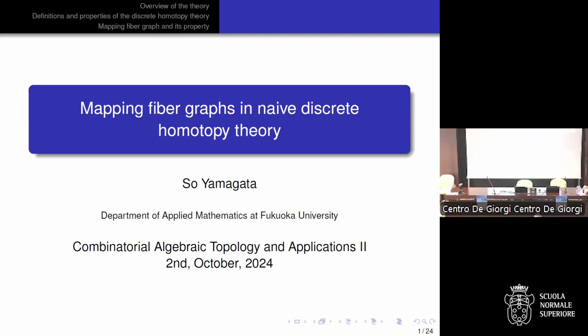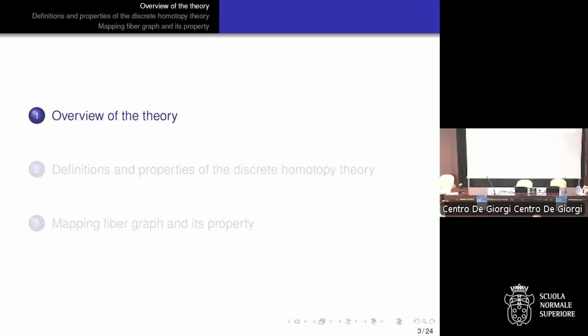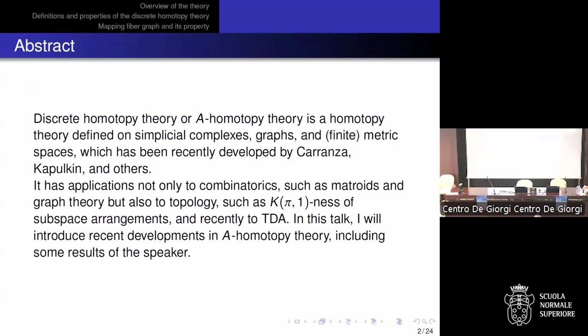Today I'd like to talk about mapping fiber graphs in naive discrete homotopy theory. But I wanted to talk mainly not about my own results, but about recent developments of this theory. For some reason, there is no abstract on the website of the conference. I thought I sent the abstract with the title, but there is none. So here is the abstract on my phone.